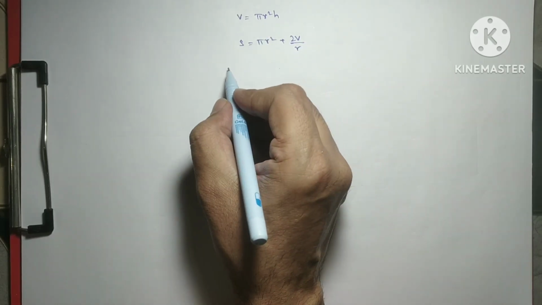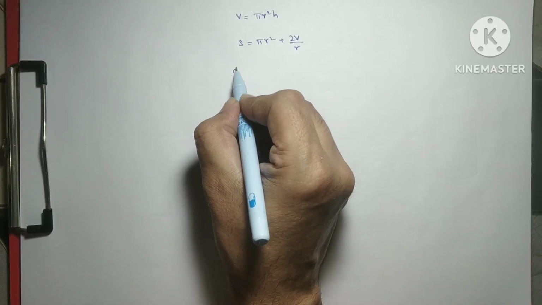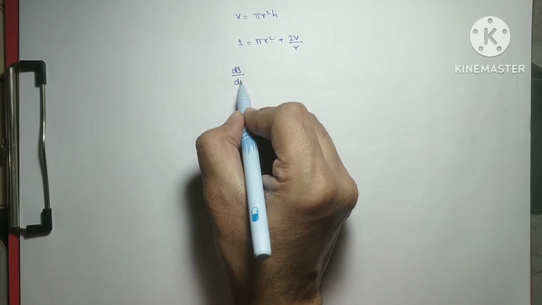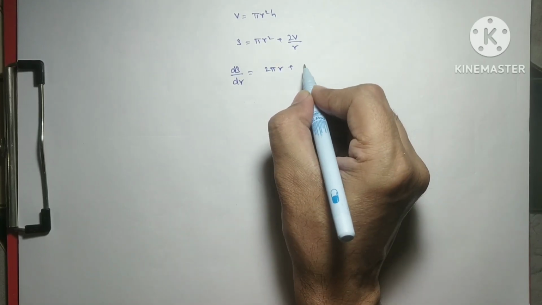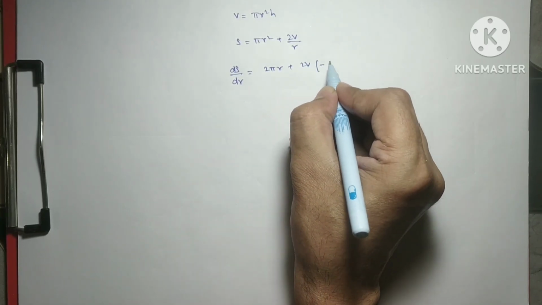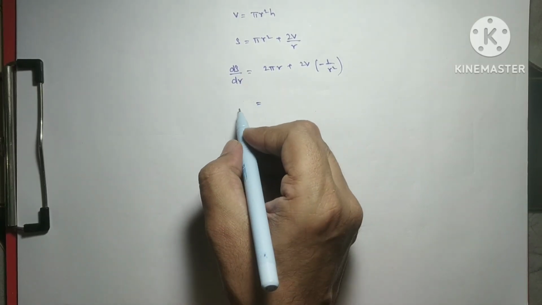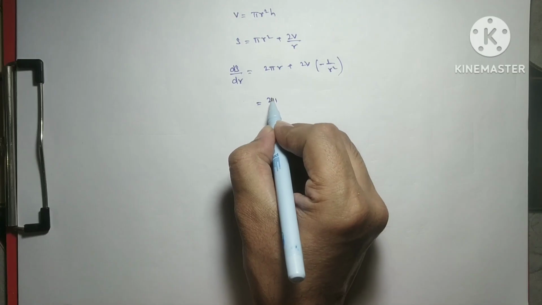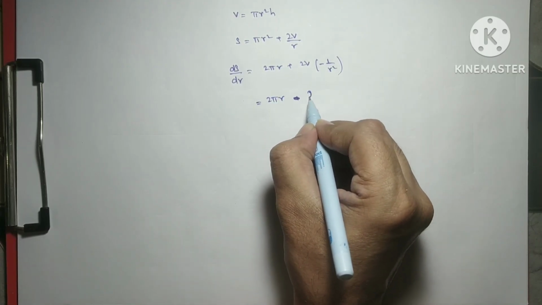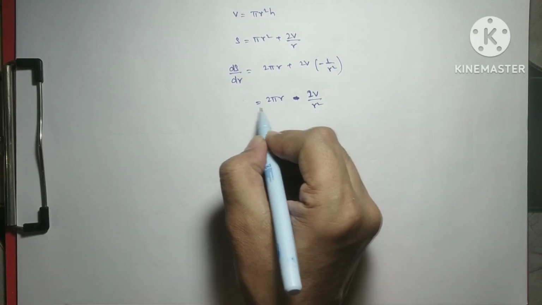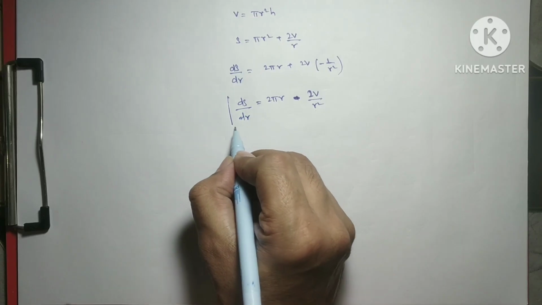So when we apply the second derivative test, dS over dr is the first derivative. It will be 2 pi r plus 2V, and this is minus 1 over r square, meaning 2 pi r plus minus 2V over r square. It is the first derivative.